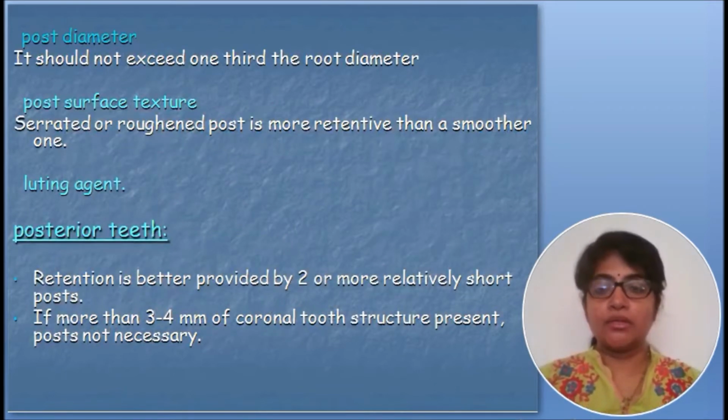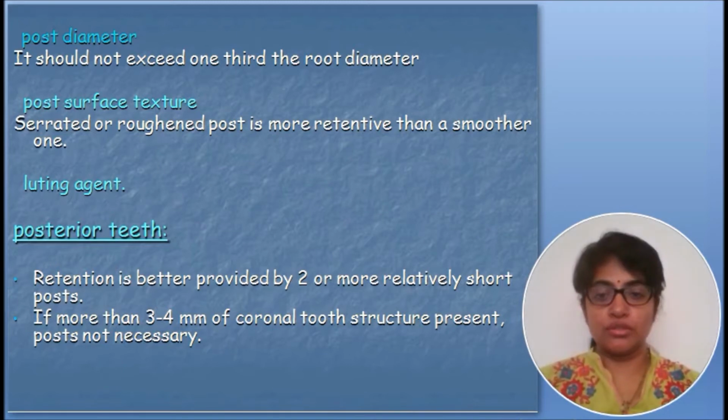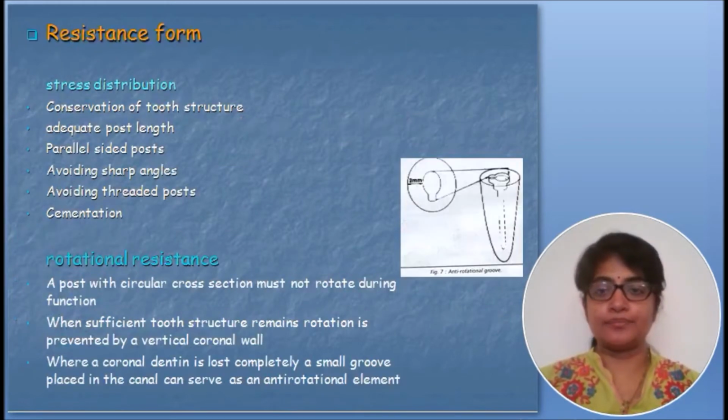Post diameter should not exceed 1/3 of the root canal diameter. Post surface texture: a serrated or roughened post is more retentive than a smoother one. Luting agent also plays an important role. In posterior teeth, retention is better provided by 2 or more relatively short posts. If more than 3 to 4 mm of coronal structure is present, a post is not necessary.